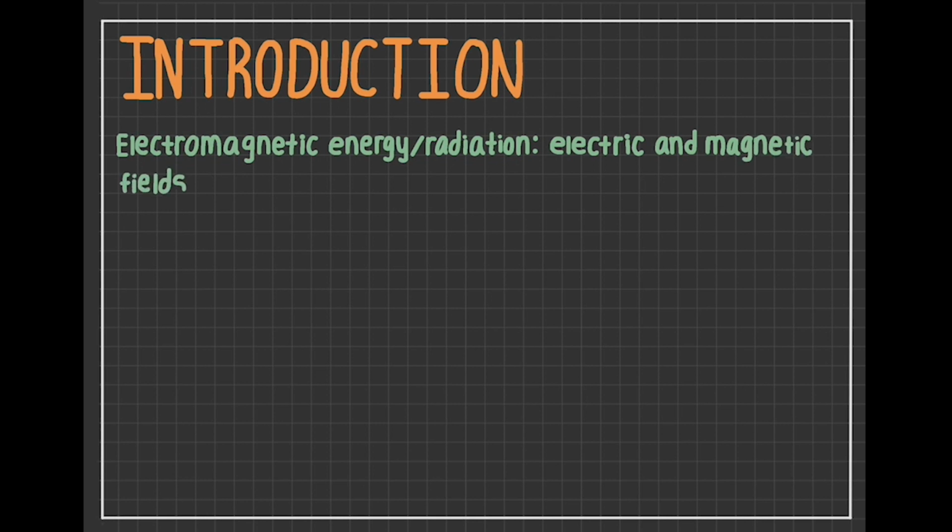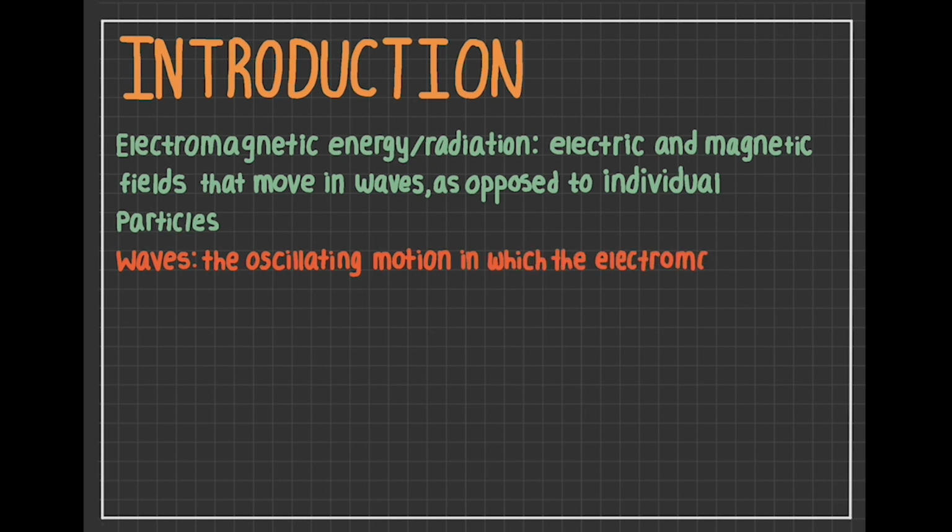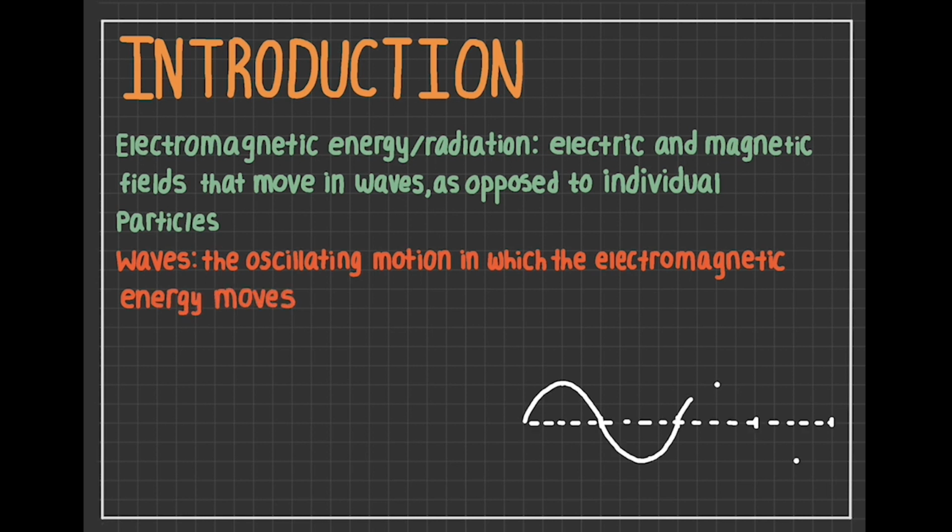Electromagnetic energy or radiation is electric and magnetic fields that move in waves as opposed to individual particles. Waves can be defined as the oscillating motion in which the electromagnetic energy moves. Waves have both frequency and wavelength. I'll draw a small wave over here to get a visual.